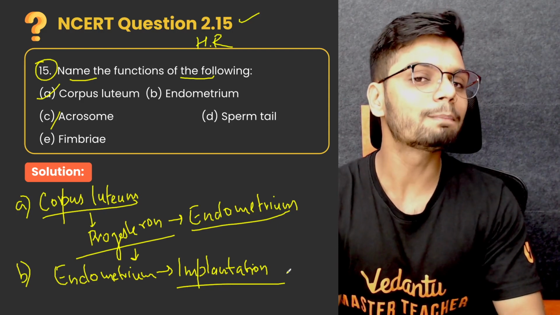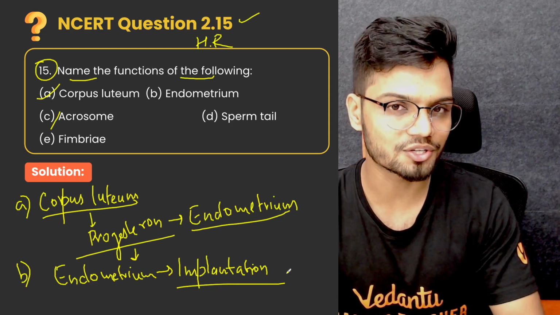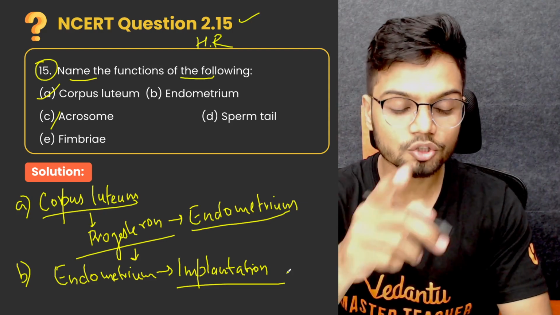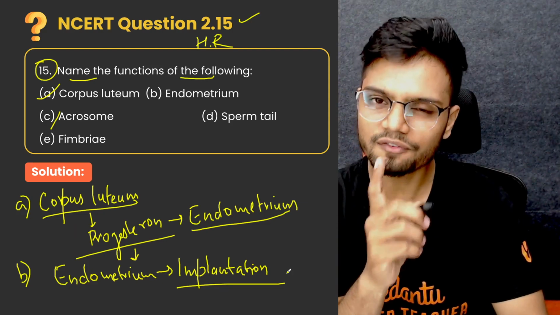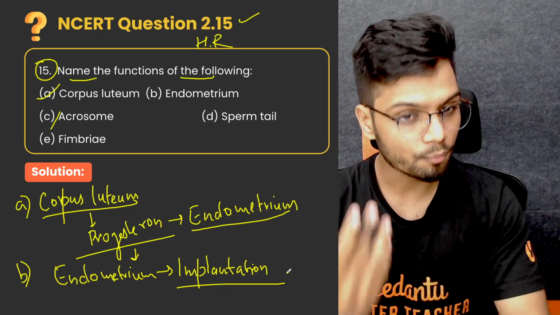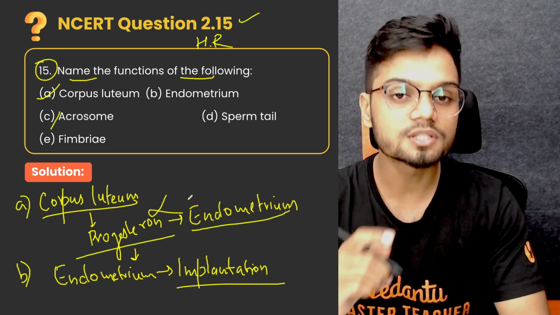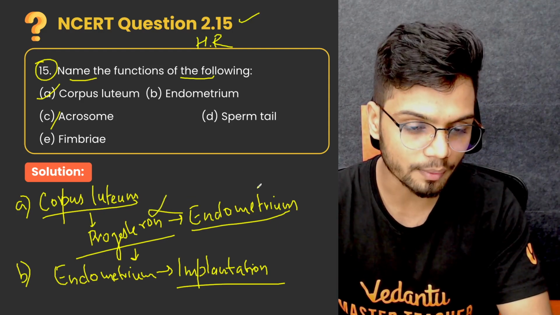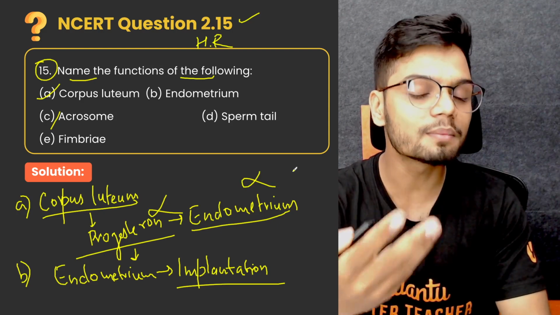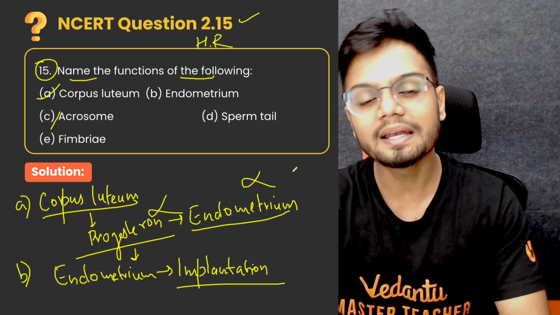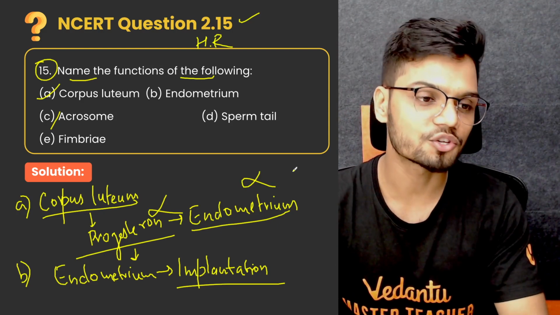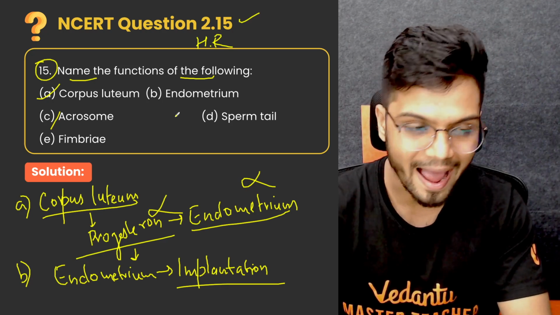Now, what if the implantation does not happen? What if there is no fertilization? If there is no fertilization, the corpus luteum degenerates. If corpus luteum degenerates, progesterone is not produced. If progesterone is not produced, endometrium is not maintained. If endometrium is not maintained, then bleeding takes place. That is your menstruation.